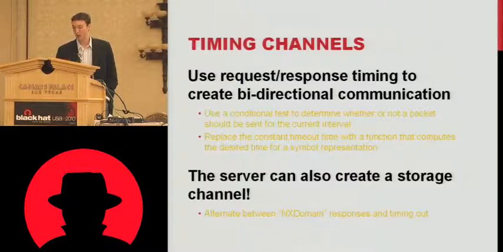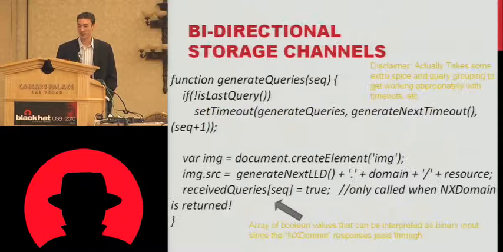And then you're actually able to create a storage channel as well by alternating back and forth between NX domain responses and timing out. What you can do is, right after setting the image.source, where it's going to time out whenever you black hole, have a data structure afterwards that keeps a binary response from the server. Anytime NX domain is received, it's going to fall through and set that sequence number to true in the data structure after it. Whereas anytime it's black holed, it's going to halt at image.source and not come through, so the array is still going to be false at that point. So you build a binary storage channel response in that way.